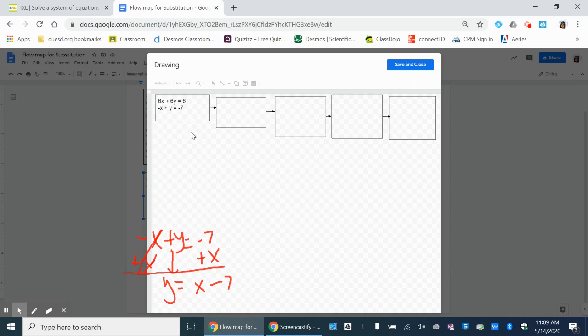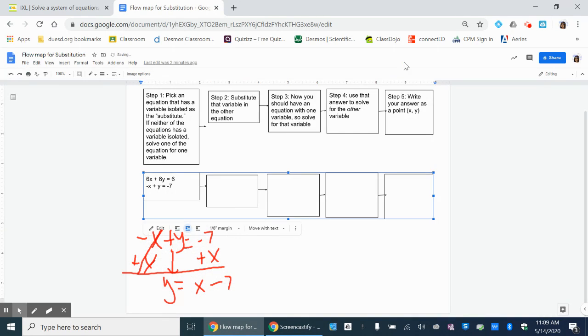So I'm going to write that down with a little arrow. There we go. y equals x minus 7. Okay, so I changed that second equation to be y equals x minus 7.